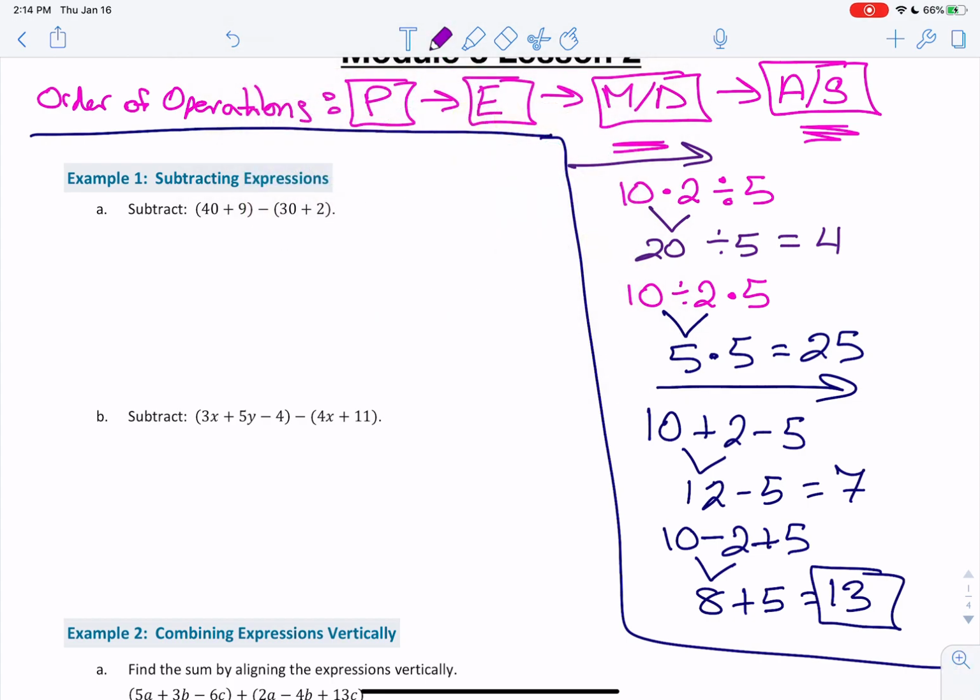I'm going to choose purple. So in PEMDAS, P comes first, and that is parentheses. So we're definitely going to do the parentheses first. Okay, 40 plus 9 is 49. 30 plus 2 is 32. So we get 49 minus 32, and that equals 17. Okay. Let's take a look at B.